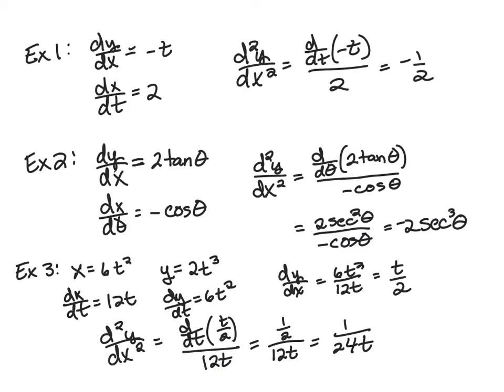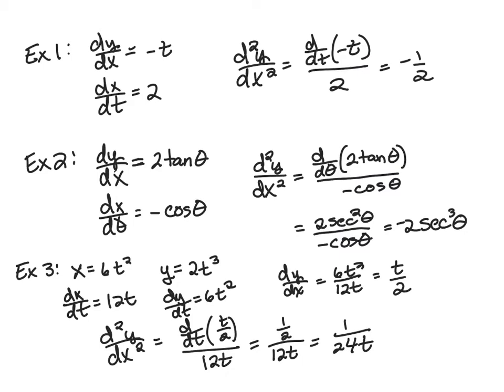So looking back at the equations that we had in example 1, dy/dx was minus t, and dx/dt was 2. So the second derivative will be the derivative of dy/dx with respect to t divided by dx/dt. So this is a minus 1, and there's your minus half as your second derivative.